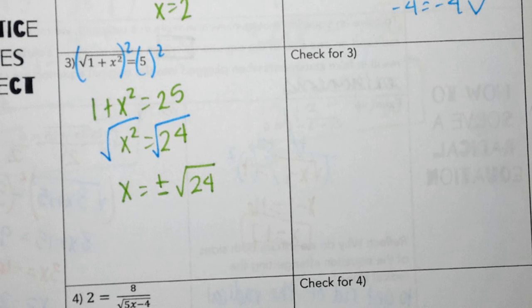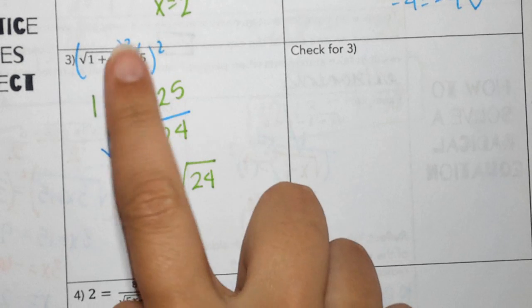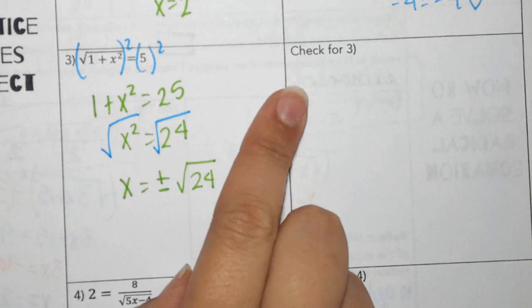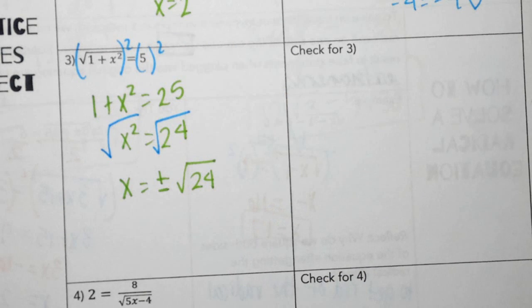Now you're going to check it twice. I want you to plug in the positive square root of 24 into 1 and the negative square root of 24 and check it twice. Go, babies, go. You can do it.